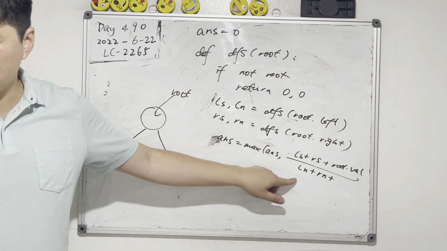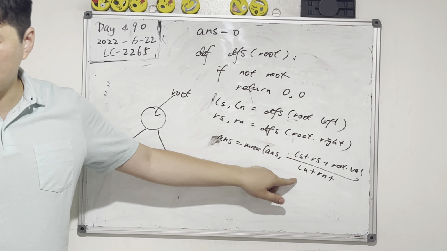The problem is, there's a tree, and we want to count the nodes whose value equals the average of their subtree. So we have a tree and we want to calculate how many nodes have the same value as the average of their subtree. Yeah, okay. And then how do we solve this? By using depth search.